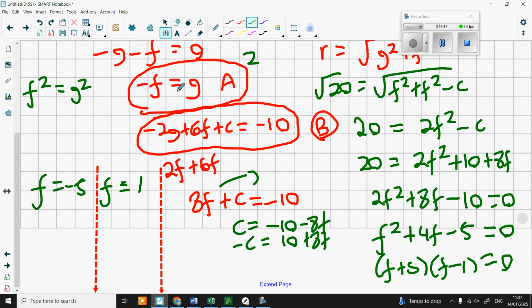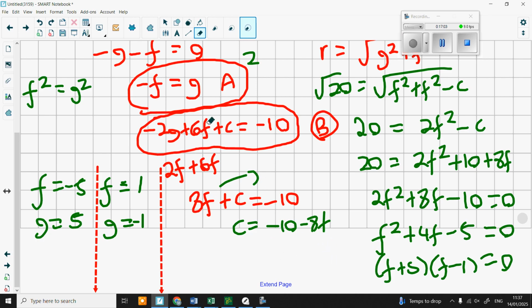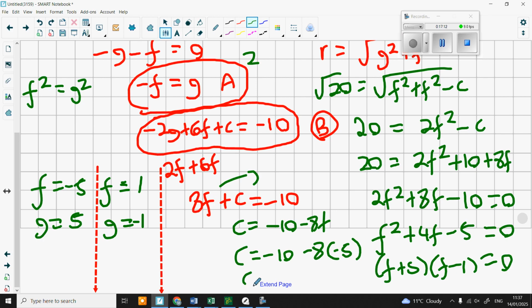Now, what's the g value then? The g value is whatever the opposite of the f value is. So g would be plus 5 and g would be minus 1. And finally, what's the c value then? C value is minus 10 minus 8 times whatever f is. So 8 times minus 5, and then the c value is minus 10 minus 8 times 1. So we're going to get a c value of 30 and a c value of minus 18.